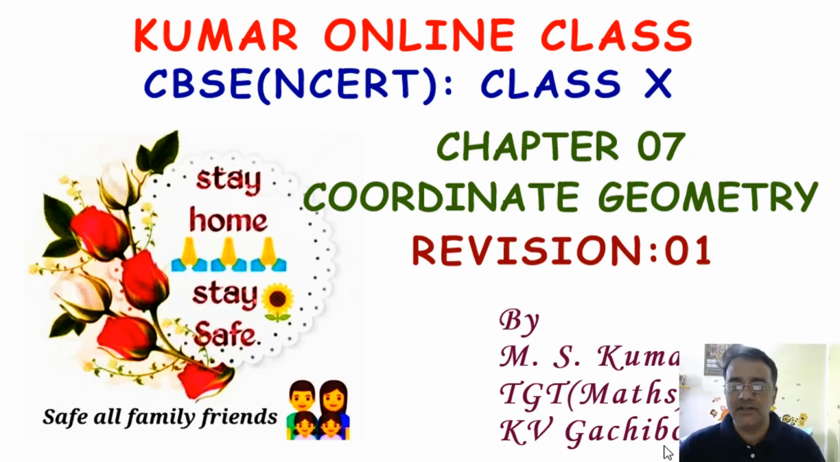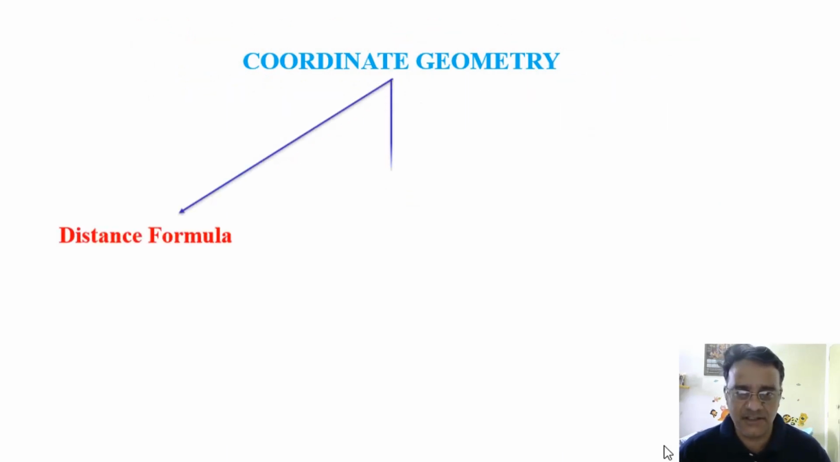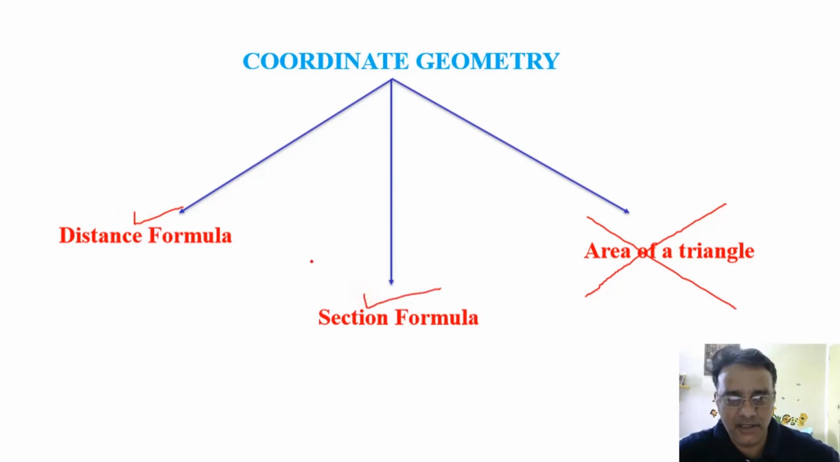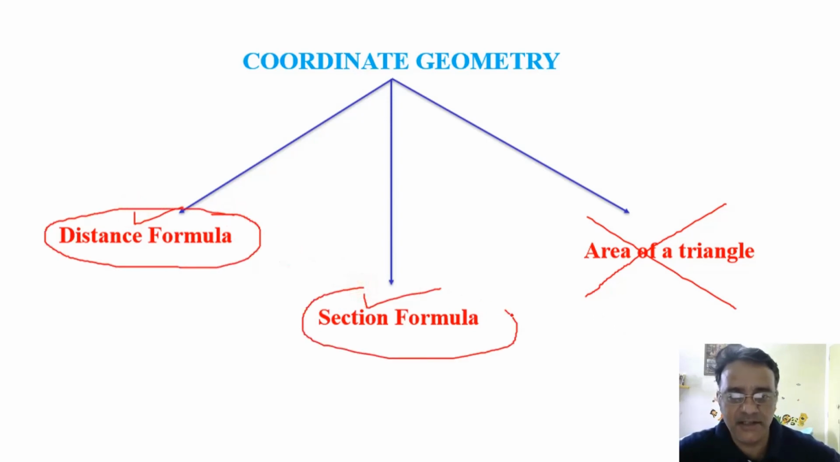Today we are going to start revision number 1 of chapter number 7, coordinate geometry. In this chapter, there are three sections: distance formula, section formula, and area of triangle. But according to the new syllabus for this academic year, this topic has been removed. So we will take up only these two sections, that is distance formula and section formula.